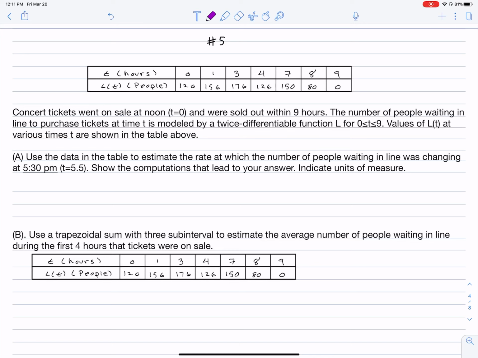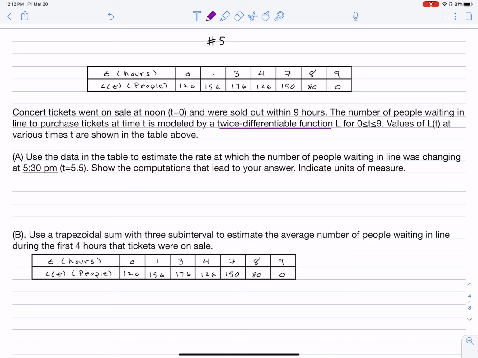Concert tickets went on sale and were sold out within 9 hours. The number of people waiting in line to purchase tickets at time t is modeled by a twice differentiable function L. This is important. Because it is twice differentiable, that tells me that this function is continuous over its domain, which is super important. It's also differentiable. You can take the derivative twice, which is good to know too. Values of L(t) at various times are shown in the table.